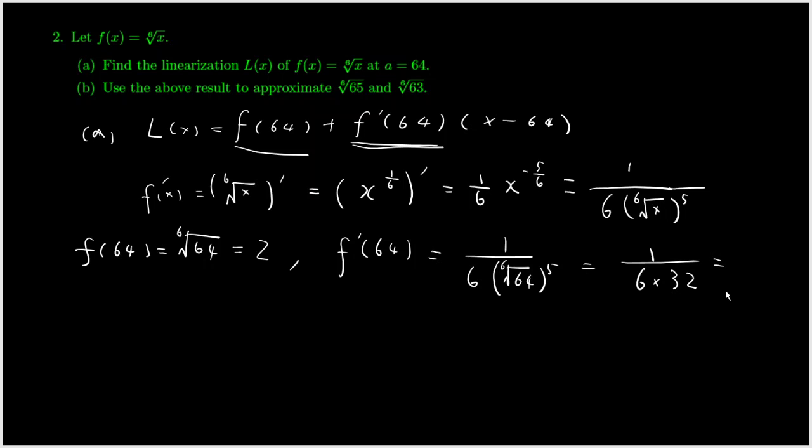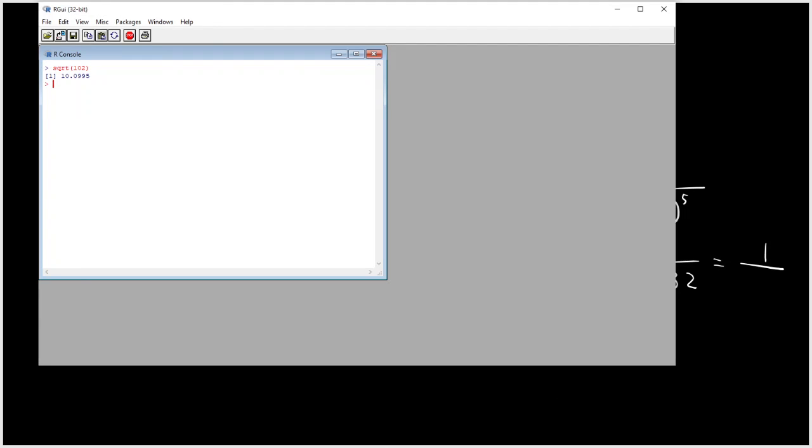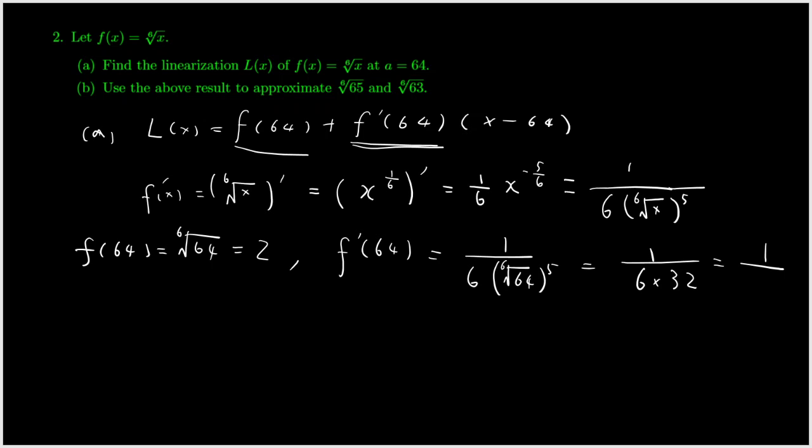And then I do not know the product. So anybody want to tell me the number? 6 times 32, please. I'm only using four functions, okay. Yeah, 192. So thank you. It's 1 over 192.